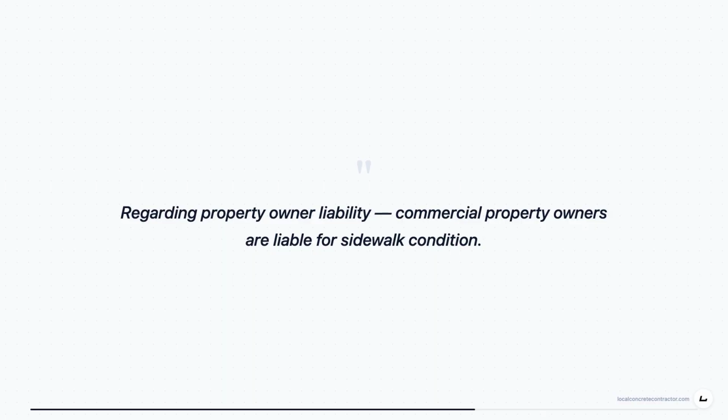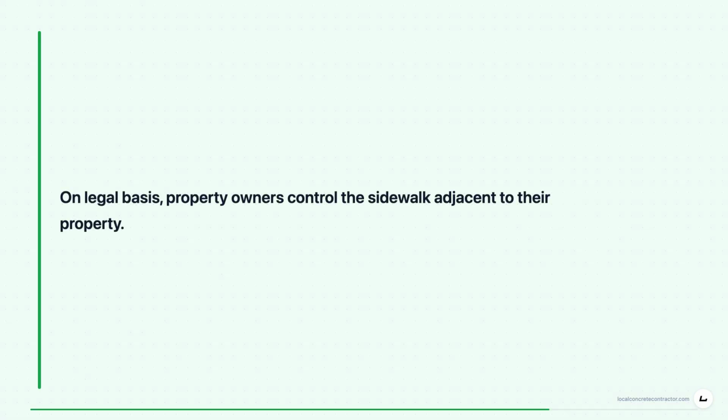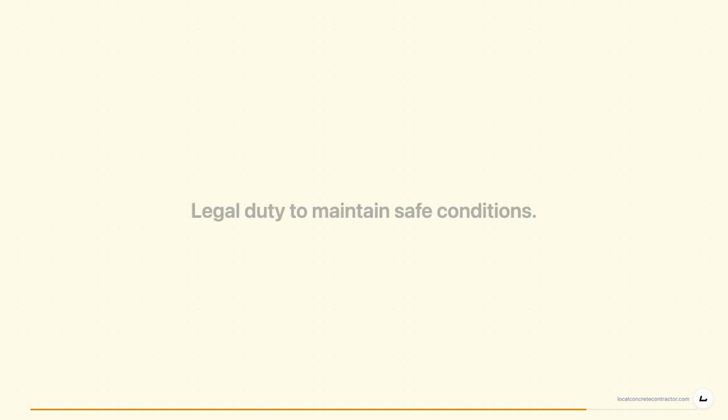Regarding property owner liability, commercial property owners are liable for sidewalk condition. This is a legal responsibility, not optional maintenance. On legal basis, property owners control the sidewalk adjacent to their property. Legal duty to maintain safe conditions.